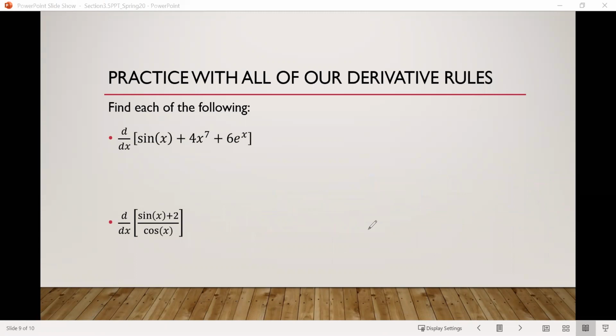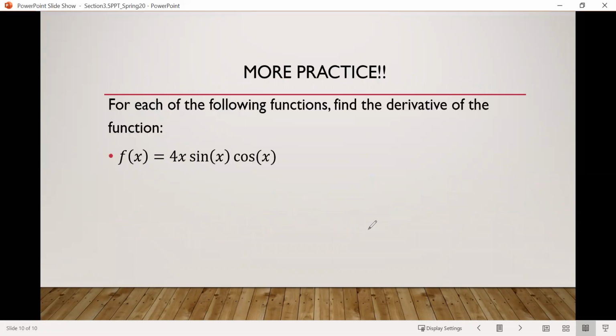Okay, one more really fun problem. So here, they want us to find the derivative, and notice what we've got going on here. We have functions being multiplied, but notice how many we have. We have 4x, sine x, and cosine x, so that's 3 functions. But our product rule only deals with 2, right? So how might we face this?